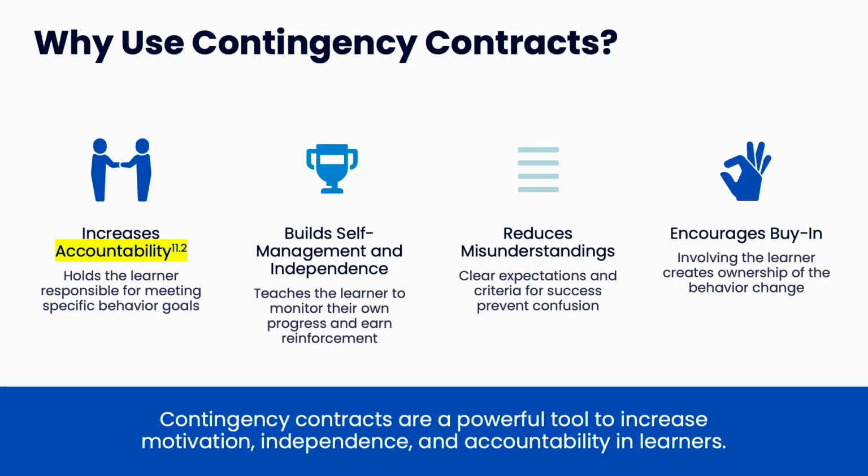Why would we use this? Well, it increases accountability, holds the learner responsible for meeting the specific behavioral goals. It builds self-management and independence. It teaches the learner to monitor their own progress and earn reinforcement. It reduces misunderstandings because you have this contract and you're both clear on the expectations. And if there is a misunderstanding, you can go back to the contract and review it. And it encourages buy-in. It involves the learner, creating ownership of their own behavioral change.